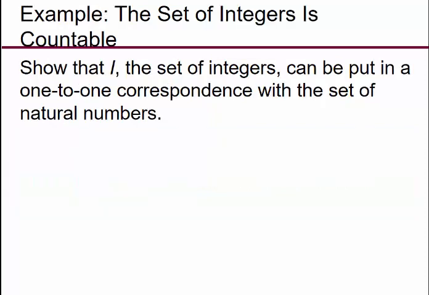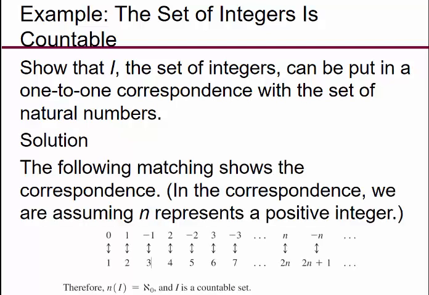Now we're going to show that I, the set of integers, can be put in a one-to-one correspondence with the set of natural numbers. The following matching shows the correspondence, where we're assuming that n represents a positive integer. As you can see, we can put them in a one-to-one relationship. Therefore, the cardinal number of I is Aleph null, and I is in fact a countable set.